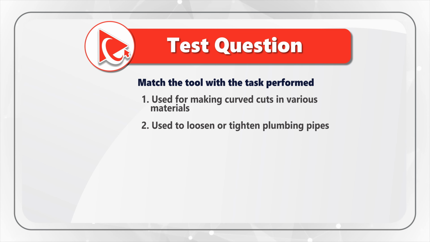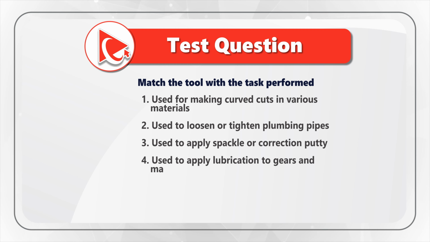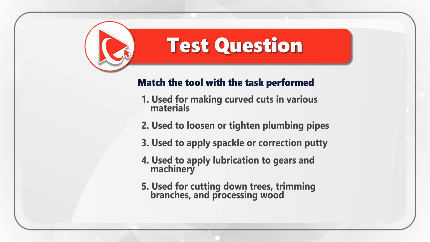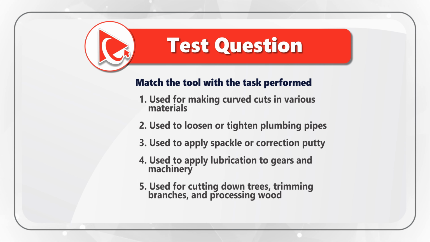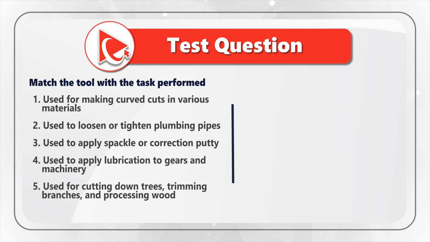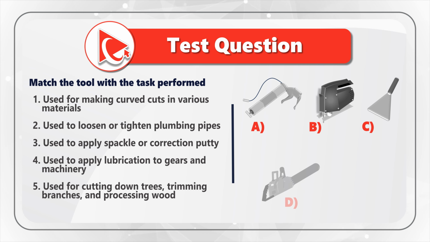Choice 2 is used to loosen or tighten plumbing pipes. Choice 3 is used to apply spackle or correction putty. Choice 4 is used to apply lubrication to gears and machinery. And last but not least, choice 5 is used for cutting down trees, trimming branches, and processing wood. And you need to match this description with choices A, B, C, D, and E. Take a close look to see if you can come up with the answer.